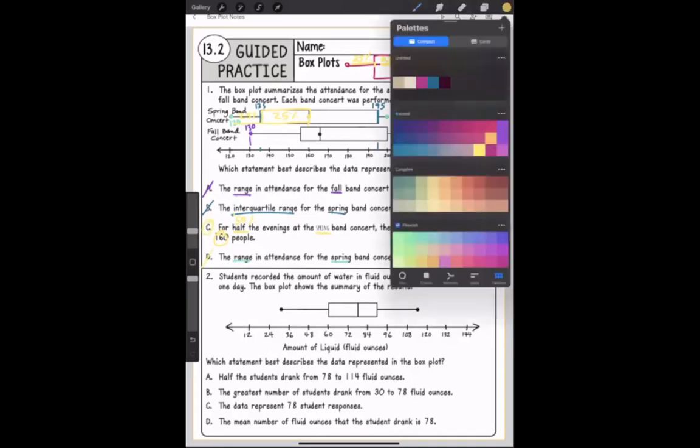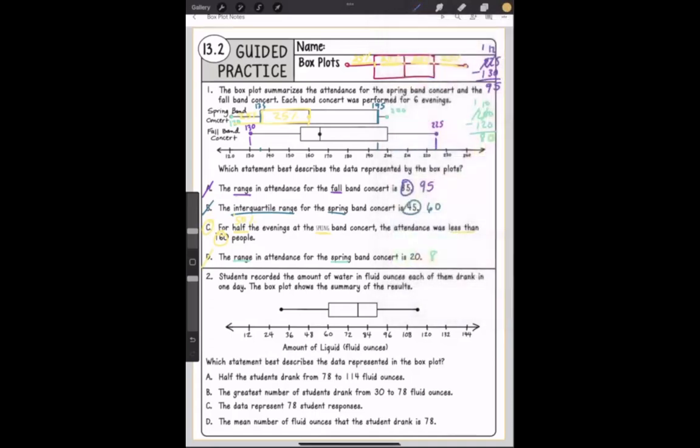Now let's look at this second one. The students recorded the amount of water in fluid ounces each of them drank in one day. The box plot shows the summary of the results. Okay, so which statement best describes the data represented in the box plot? I'm going to start down at the bottom.